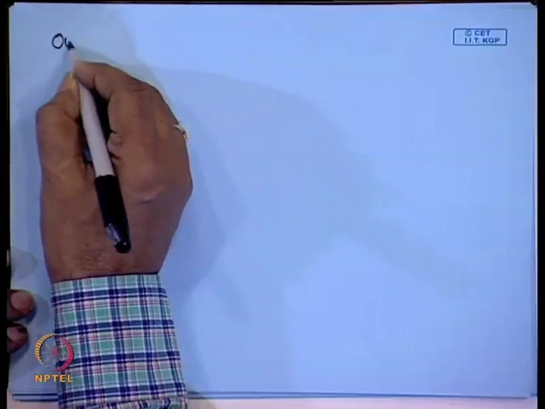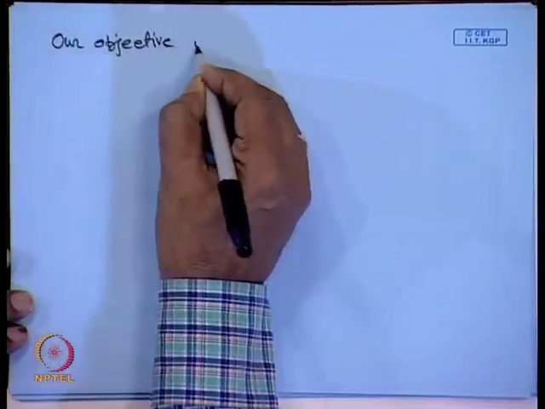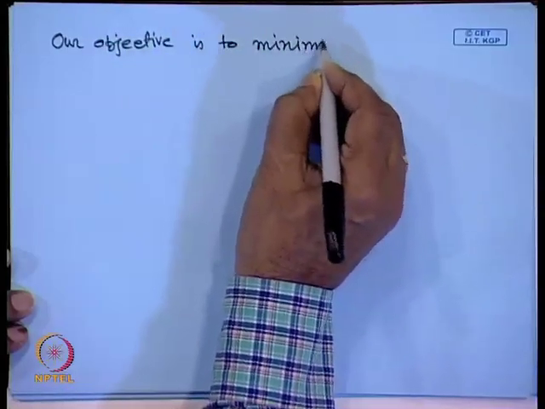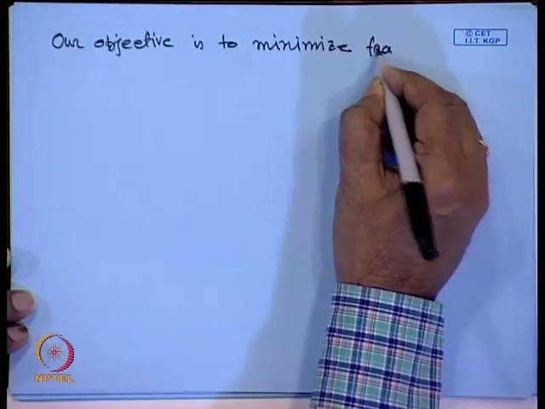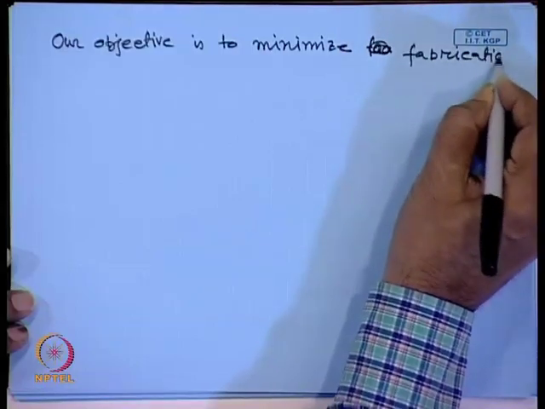Now, what is our problem? We have to design a can in such a way that the manufacturing cost is minimum. Okay? So, our objective is to minimize the fabrication cost.